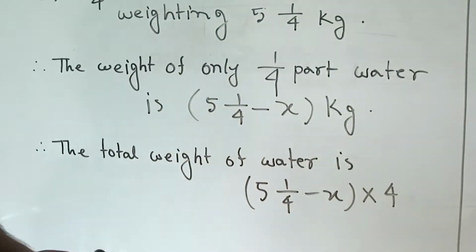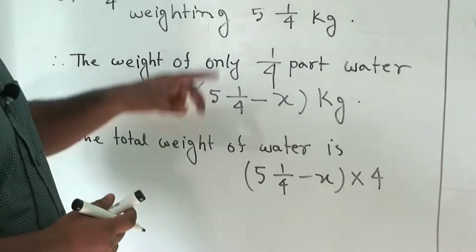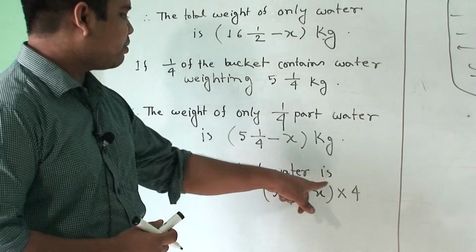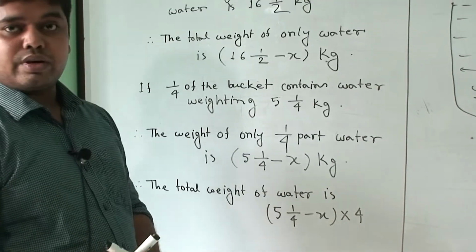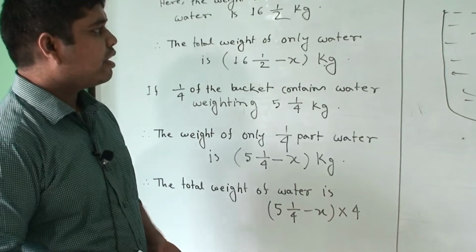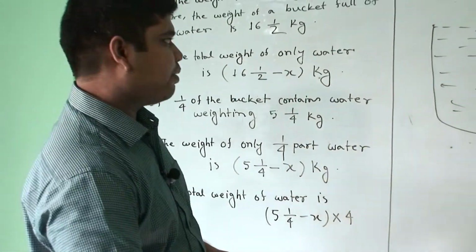Okay, I hope you have understood. My dear student, now notice this is the total weight of only water. This is also the total weight of only water. According to the condition, if I write this one equal to this one, then that equation will be the required equation.